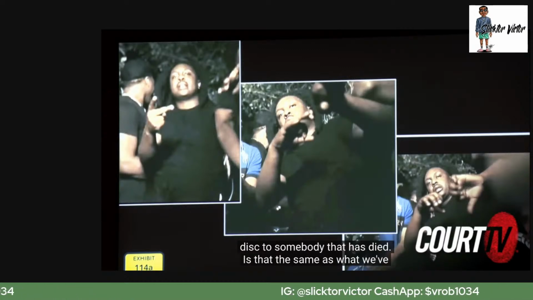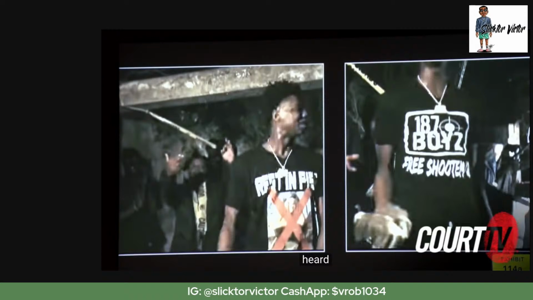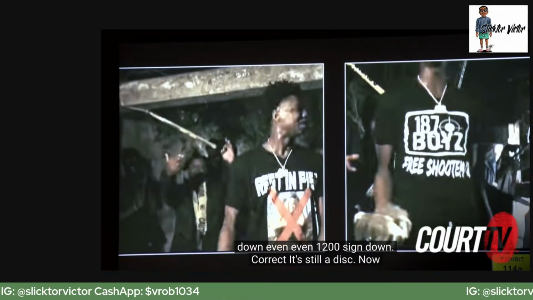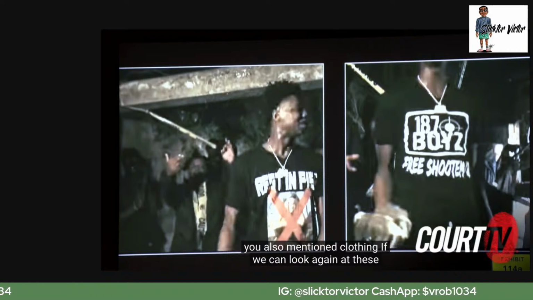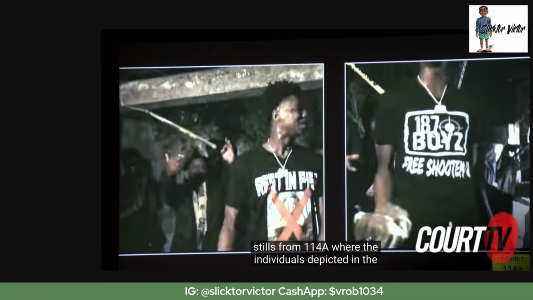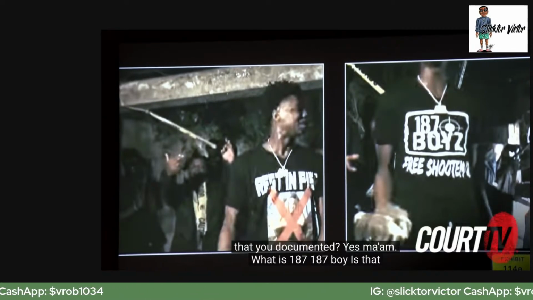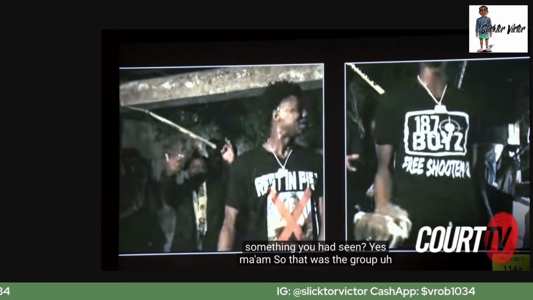Now, you also mentioned clothing. If we can look again at these stills from 114A, were the individuals depicted in the music video wearing clothing that you documented? Yes, ma'am. What is 187 Boys? Is that something you had seen? Yes, ma'am. That was the group prior to 1200.